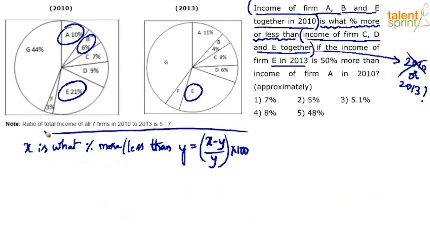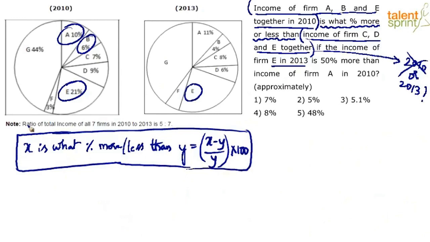Again, don't write this in the exam. This is just for your reference. X is what percentage more or less than Y? X minus Y by Y into 100. X clearly in our case is ABE in 2010. Right? So what is X? Calculate.